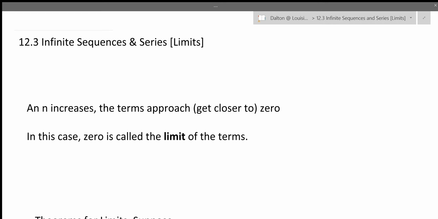On Tuesday, you watched a video on 12.2, which dealt with geometric sequences and series, which is the same idea, it's just a list of numbers, except you multiply the previous term by something to get to the next term. So instead of having a common difference between your terms, you have a common ratio between your terms.